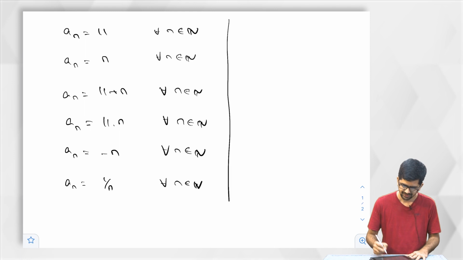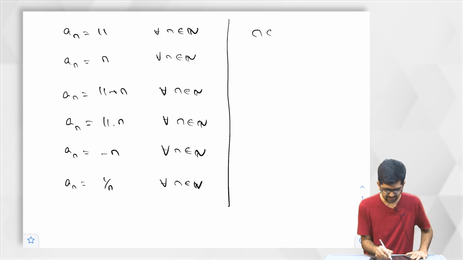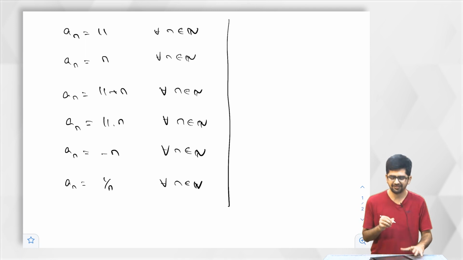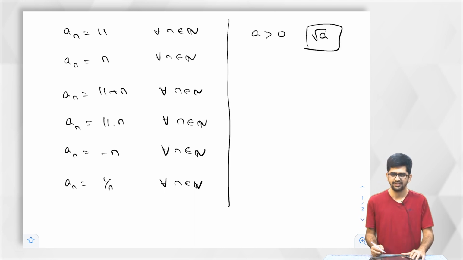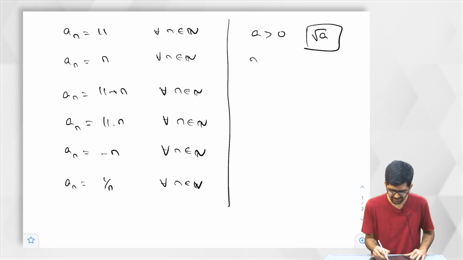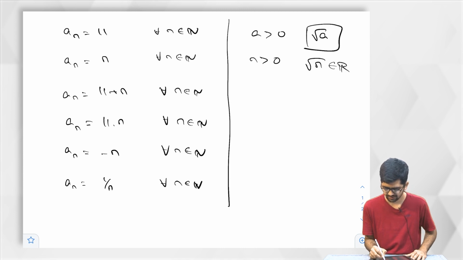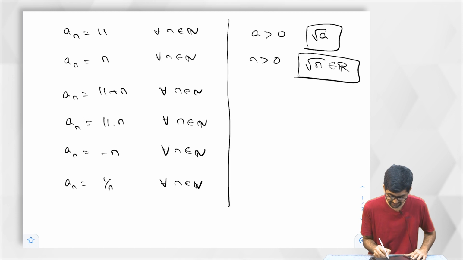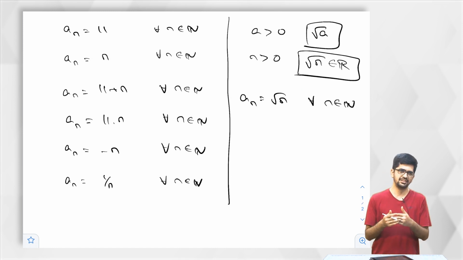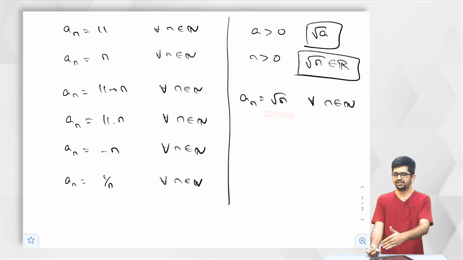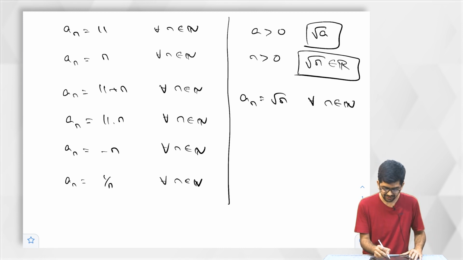So, what was that? It said for every a positive, we have this element root a. In particular, for n greater than 0, a natural number, we have this element root n also in R. So, we can consider this sequence also. What is the sequence? a_n is equal to root n for every n belongs to N. This sequence, we could not have written if we were only dealing with the field structure of R. Because the order is complete, we know what the root of a natural number is. So, this gives another sequence.